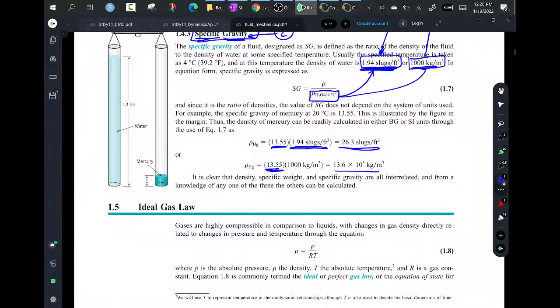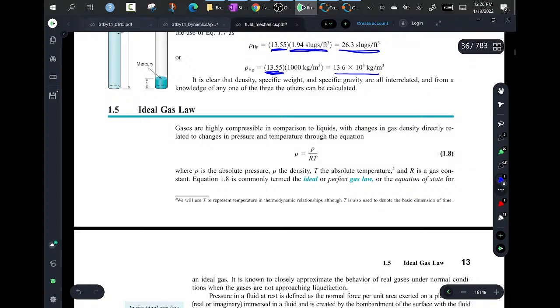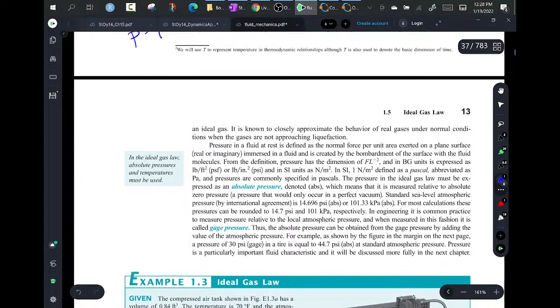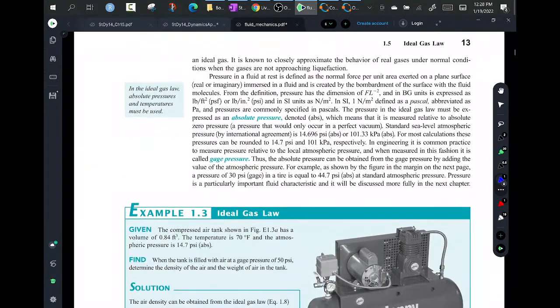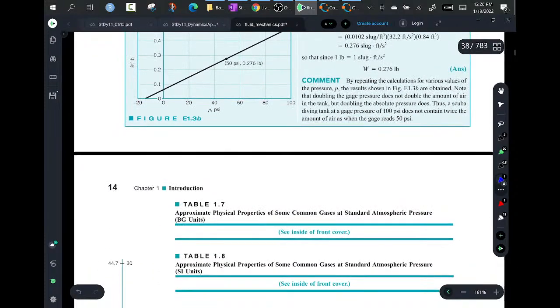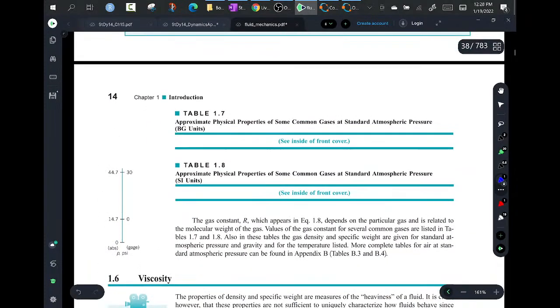Now, ideal gas laws. We're just going to bounce across this real quick. Now this is, like I said before, PV equals RT, or in fluids they like to say this. That's all good. So that's great. That gets you somewhere. So here's some of the gas properties in the back and the front covers.